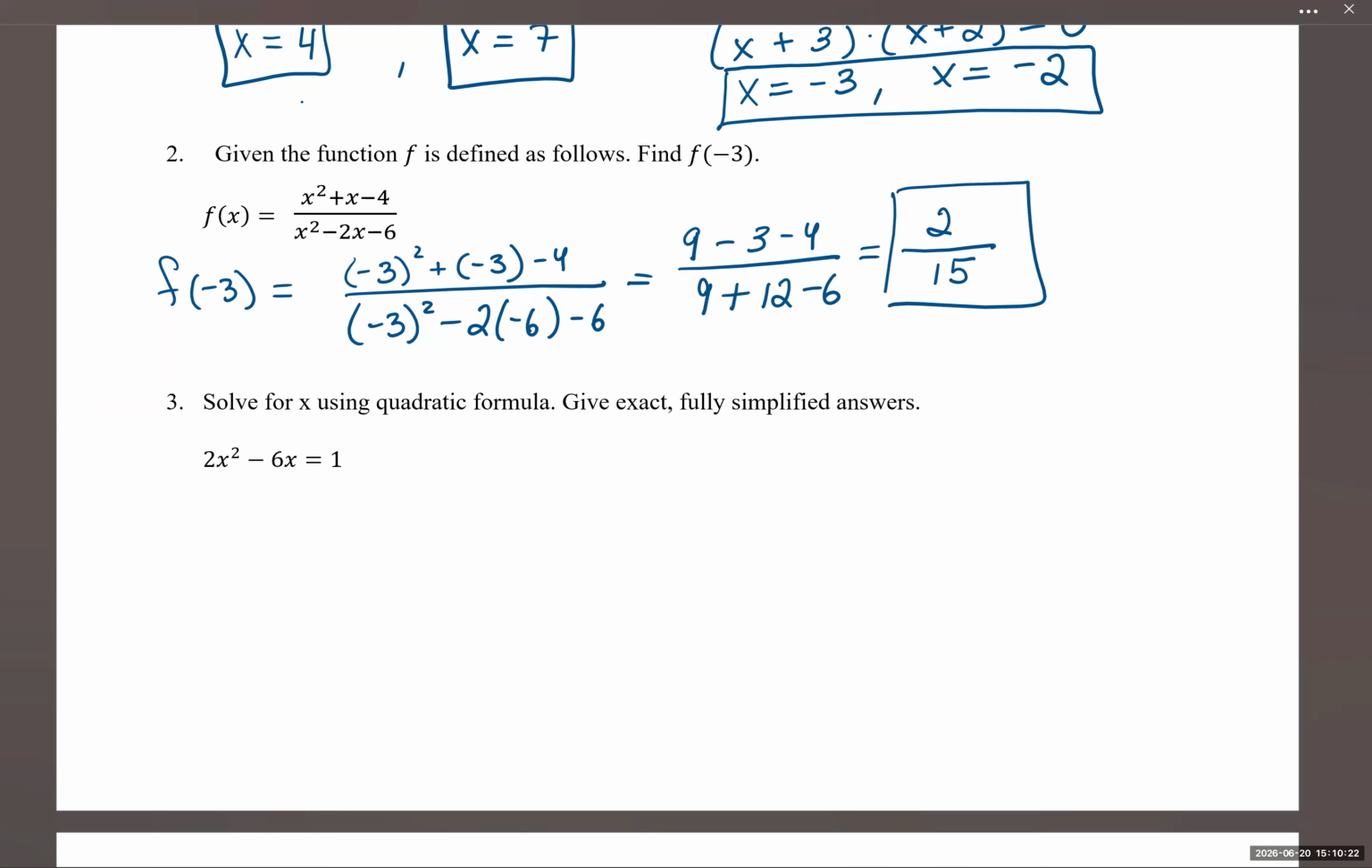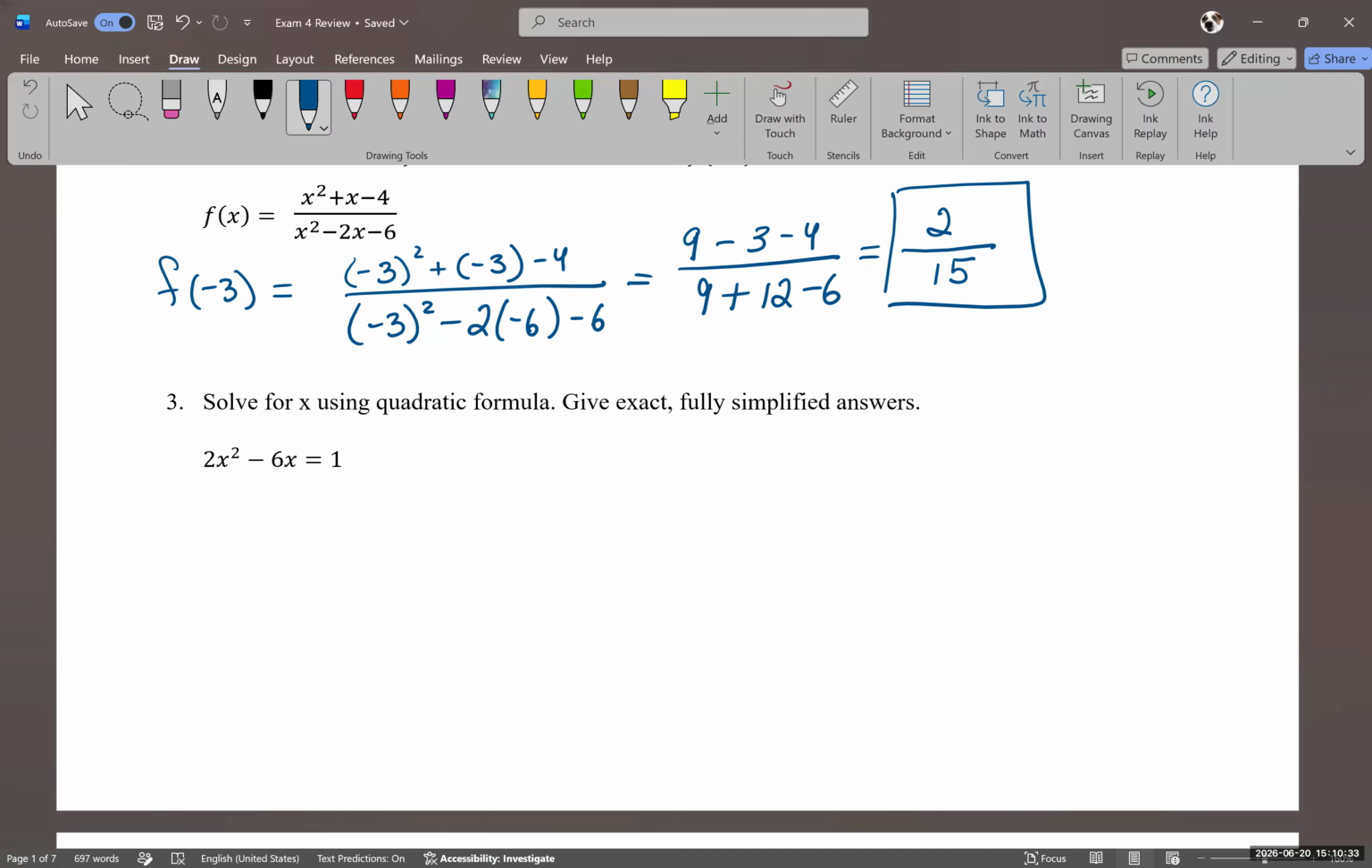All right, number 3, solve for x using the quadratic formula. So it's not factorable, give exact, fully simplified answers. So just to remind you what the quadratic formula looks like before we start on it.